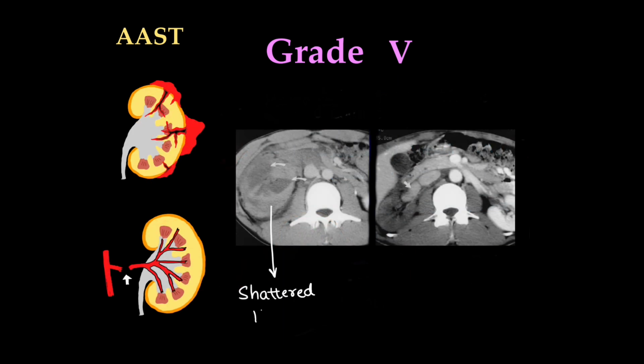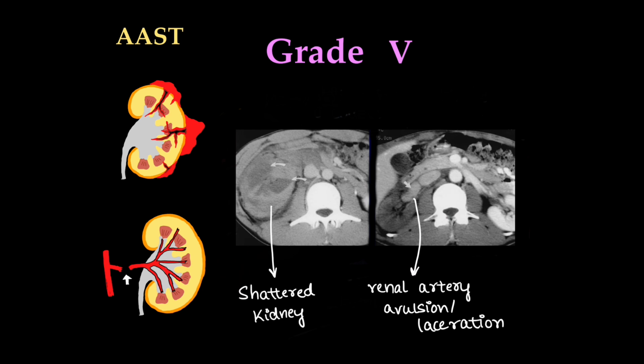On CT here we can see the shattered kidney, and here we can see renal artery avulsion with confined bleed. Both are different patients, different images coming under grade 5. This has to be surgically managed.